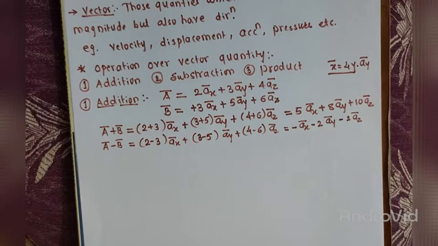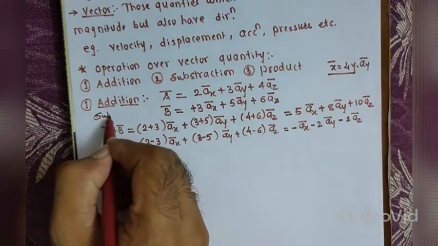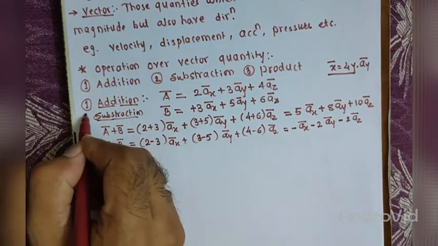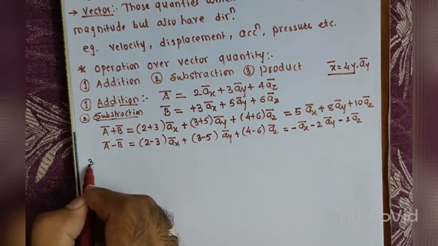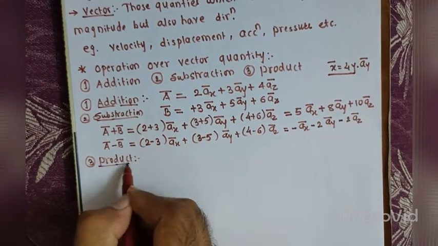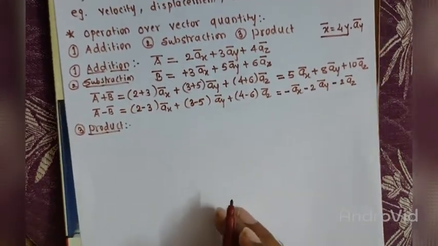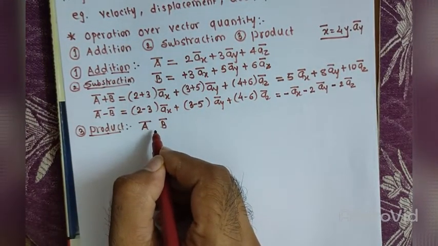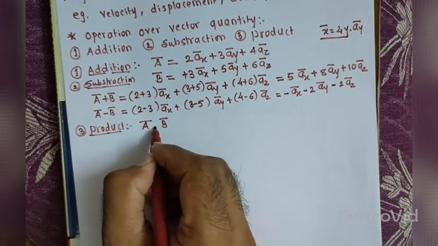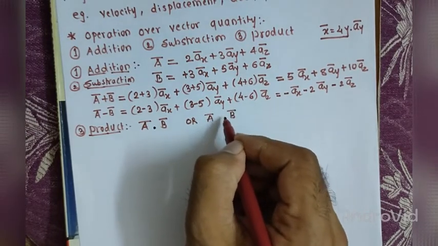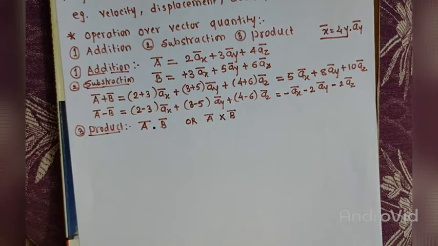So we have performed addition as well as subtraction operations. Both of the operations that we have seen here. Now moving on to the third, that is to make the product of the vectors. How to make the product of the vectors? So product of the vectors means what? In between a bar and b bar, now we are going to use which sign? Product. So the product is either a dot product, or in between this a bar and b bar, the product may be a cross product. So there are two types of products we are going to use, either dot or cross.